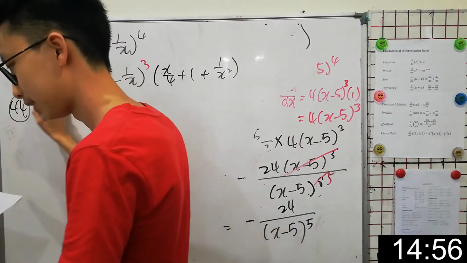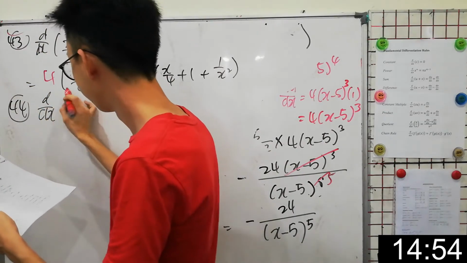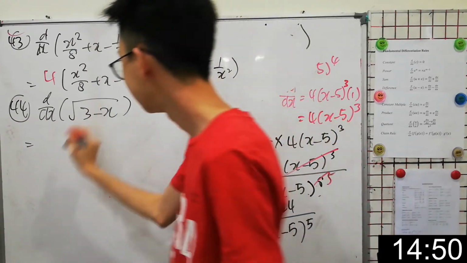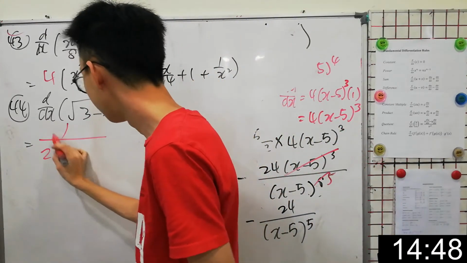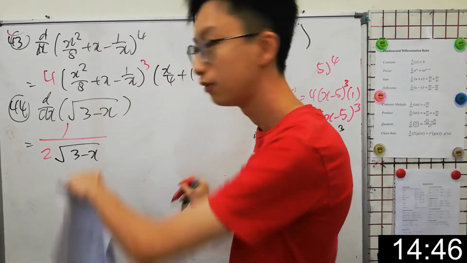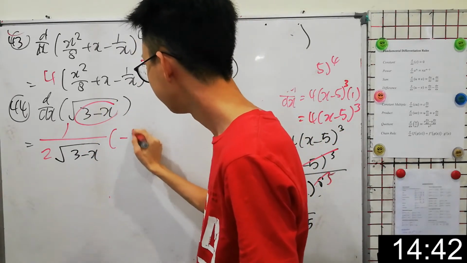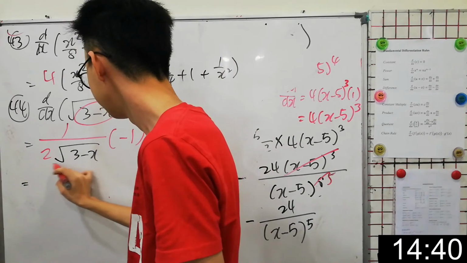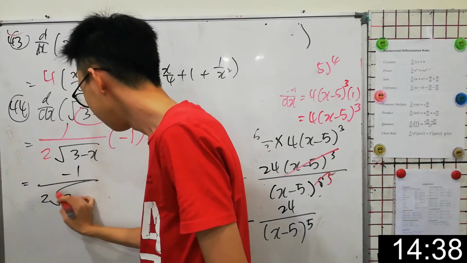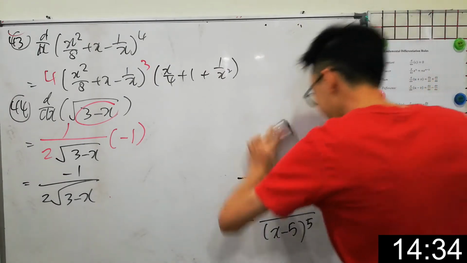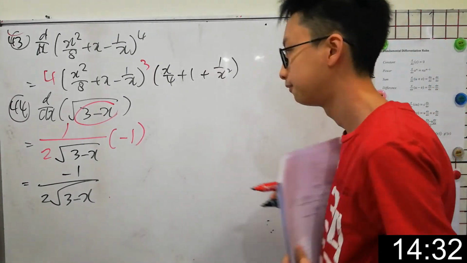Okay, d/dx of square root of 3 minus x. Again, this is a chain rule, and I told you that this is just 1 over 2 square root of 3 minus x. Then you differentiate inside, which means this part here, so it's negative 1. So it's negative 1 over 2 square root of 3 minus x. Number 45. 40 minutes.